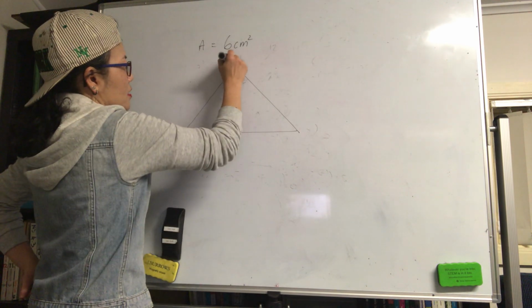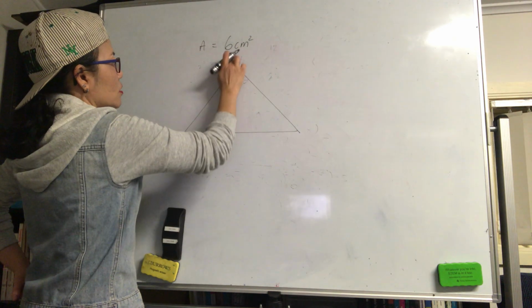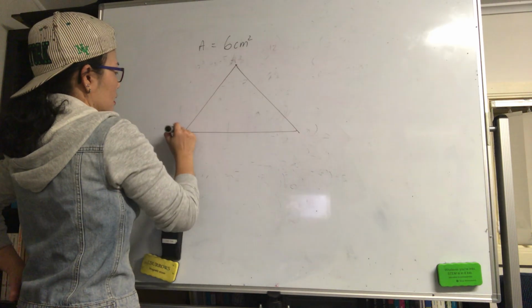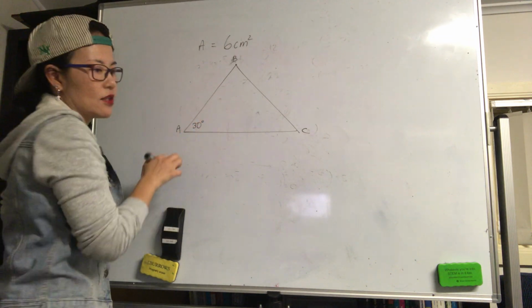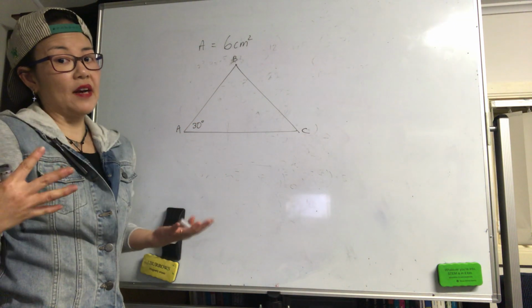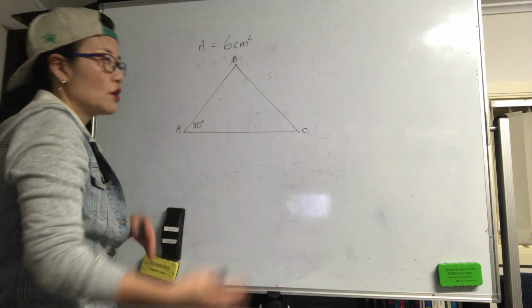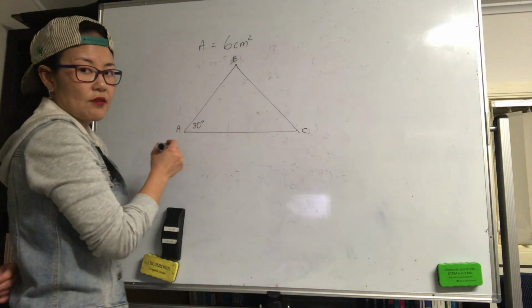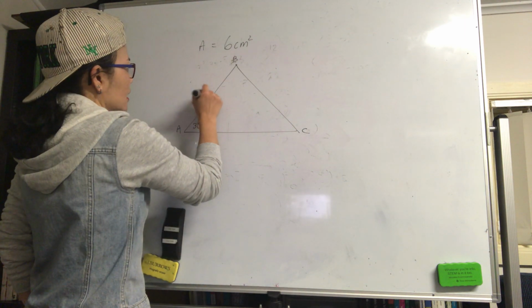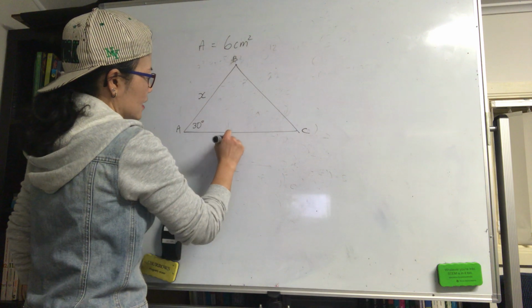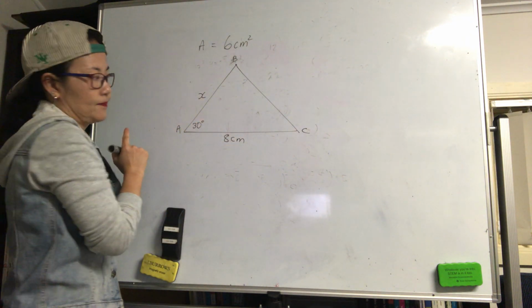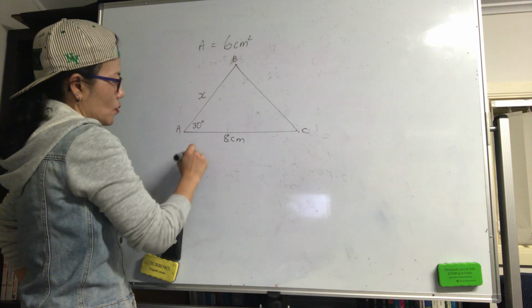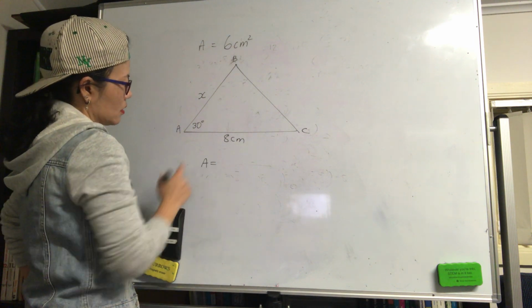So this graph is given to you. Actually, that's A, B, C, and that's a 30 degree angle. Okay, that's good because we know the exact values for 30 degrees, 45 degrees and 60 degrees, right? And this one, x is here, and it's 8 centimeters. So how are we going to find x?